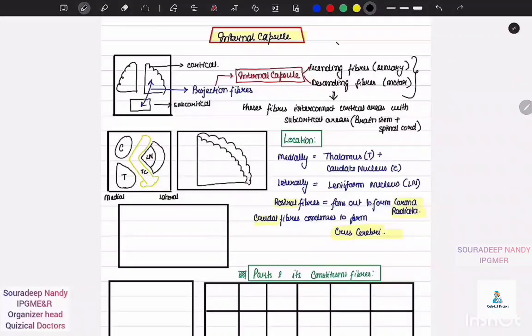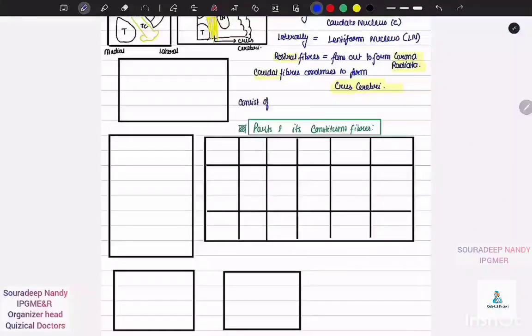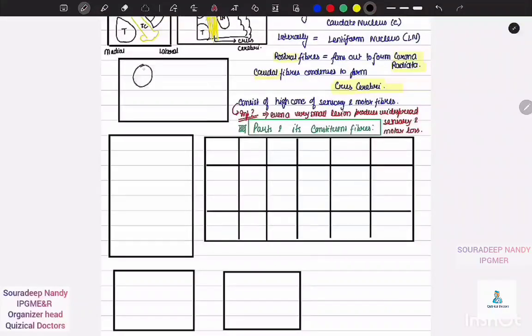So let us see in a diagram. Here is the caudate nucleus and thalamus, and here is the lentiform nucleus. Here I am drawing the fibers of the corona radiata, that is, the fanning out of the fibers of the internal capsule, and caudally it condenses to form the crus cerebri, which continues to the midbrain. Now why the internal capsule is important to us is that it consists of a high concentration of sensory and motor fibers. So any small lesion will produce widespread effects, that is, sensory and motor loss, which occurs in case of stroke.